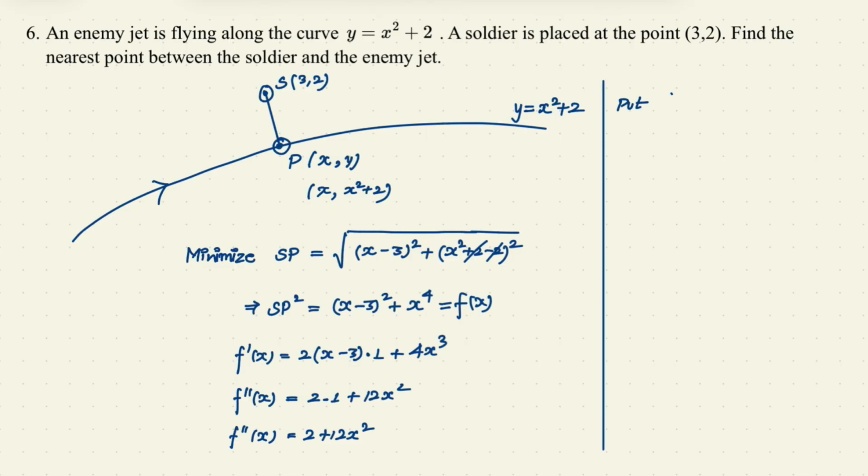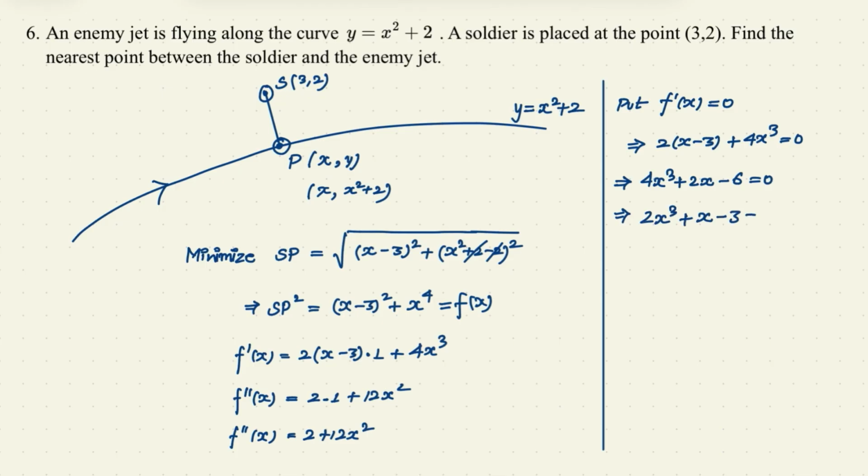So put f dash of x equals to 0, then I'll have 2 into (x minus 3) plus 4x cube equals to 0. So this is a cubic equation, so we will get 4x cube plus 2x minus 6 equals to 0. Taking 2 common, we will have 2x cube plus x minus 3 equals to 0. Now in order to factorize, we will use the trial and error method at first.